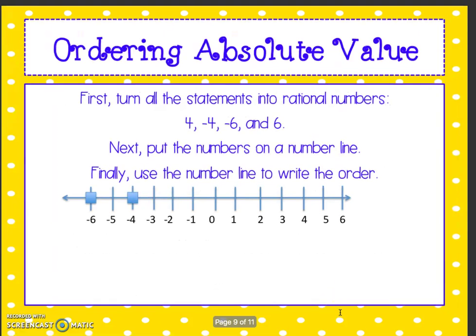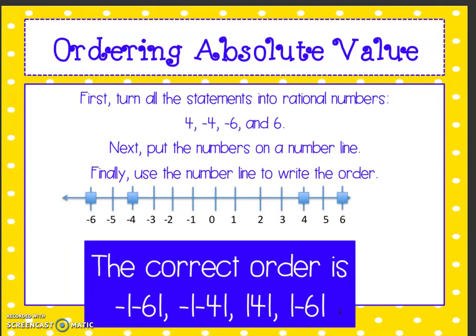So then we would just place those numbers on a number line. So we have a -6, a -4, a +4, and a +6. And then you just put them in the correct order at the end. So in the correct order, the smallest is the negative absolute value of -6. Then the next smallest is the negative absolute value of -4. The absolute value of 4 is next, and then our greatest one was the absolute value of -6.